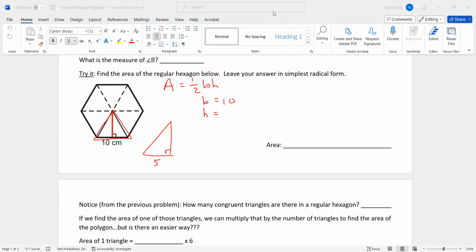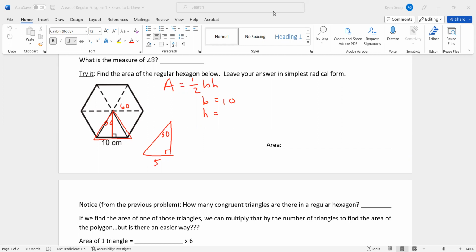I need an angle though. I can't figure out any other side without an angle. Well, that's where what we just talked about comes into play. Each central angle up here is 60, right? The apothem cuts that in half, so this is actually a 30-degree angle. Now that opens up the 30, 60, 90 relationships.